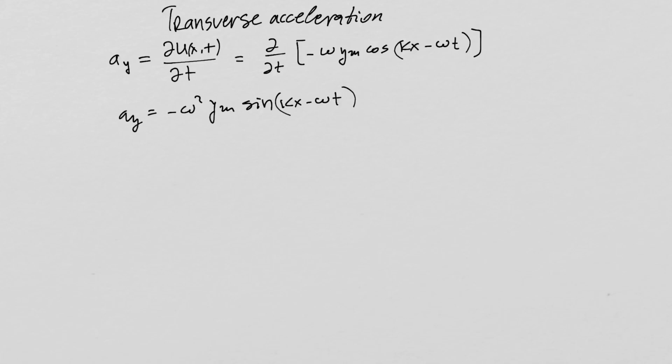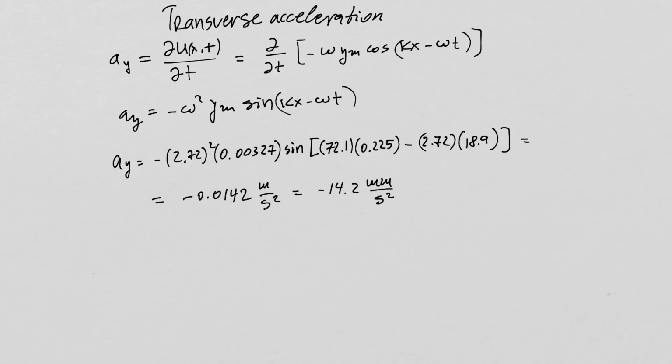After the derivative, I end up with the transverse acceleration being equal to minus omega squared ym times sine of kx minus omega t. And now I will substitute the values for k, omega, x, and the time. So the expression becomes this, and when you calculate it, you should get negative 0.0142 meters per second squared, or minus 14.2 millimeters per second squared. So this is the acceleration with which this string element is moving.